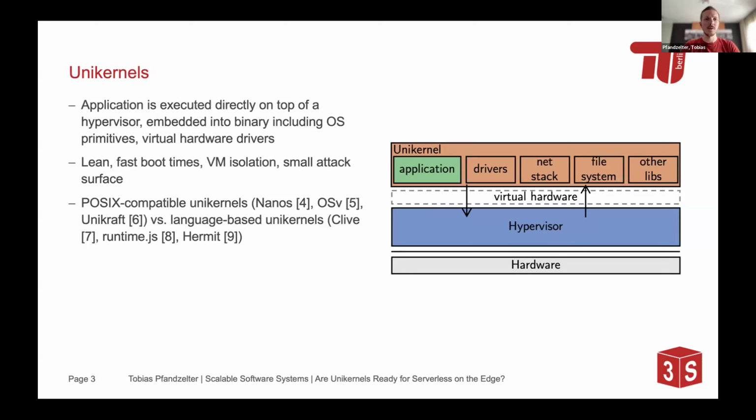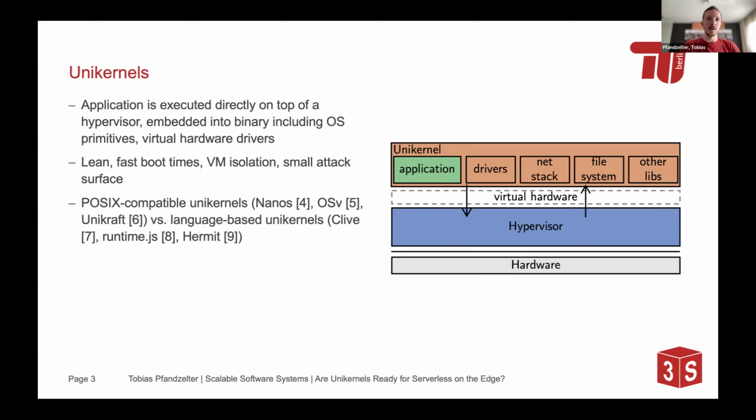And the great thing is that this gives you lean images and, in theory, very fast boot times. You get VM levels of isolation, and for security you also have a very small attack surface. It's basically just the hypervisor APIs. There are two kinds of Unikernels out there right now. There are some that are POSIX or Linux compatible, like Nanos and OSV. These strive to be compatible with your existing Linux environments, which is great. And there are also language-based Unikernels, which are closer to a library operating system. You include those in your application, but they depend on the language your application is written in.